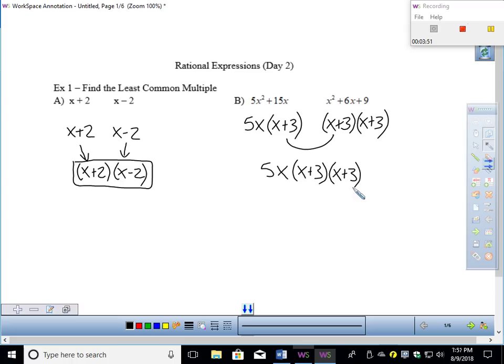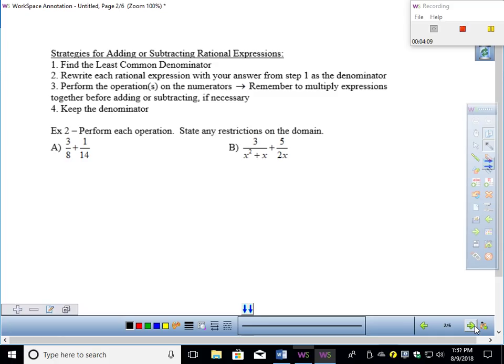And long story short, everybody, that is what you should have come up with, and I'm hoping that you did. And if you didn't, that's okay. We're going to get some more practice on these as we do the addition and subtraction. All right, so I'm going to go on to my next page, and let's see what we have going on.